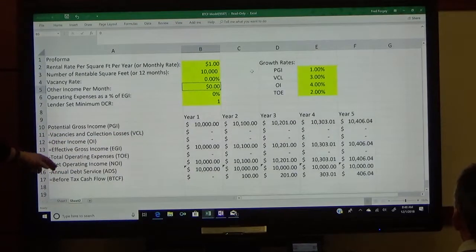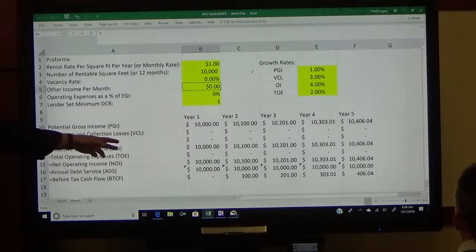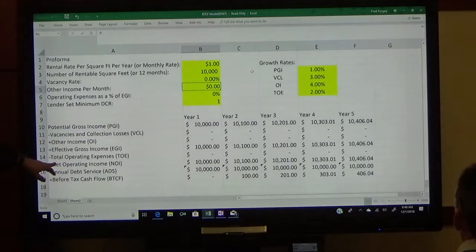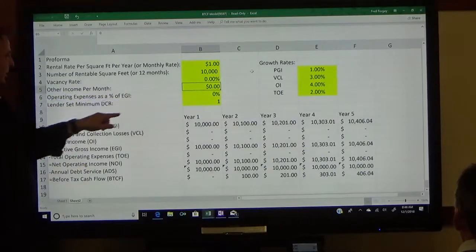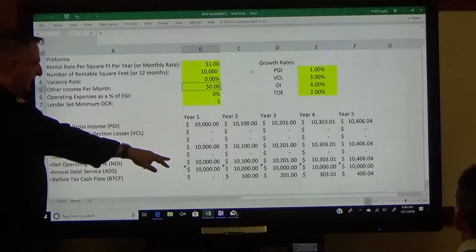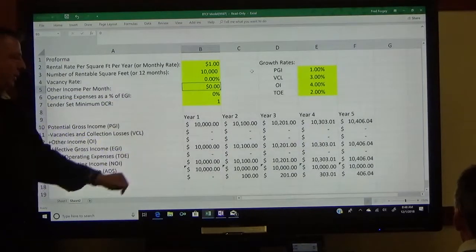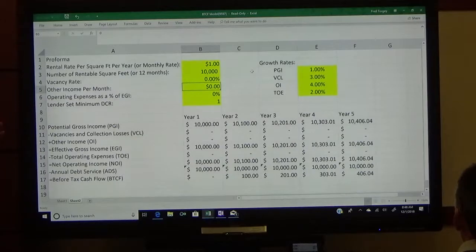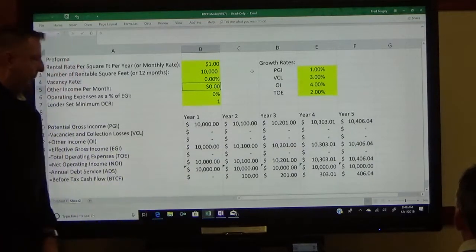We have no other income. So that means our effective gross income is still $10,000. We have no operating expenses, so we're still at $10,000. And then we're also saying that our NOI is $10,000 with a 1 as our debt service coverage ratio. That simply means the lender is willing to give us a loan where the mortgage payments are equal to the net operating income. It would never do that, but the point is that it would simply mean your before tax cash flow would be 0.